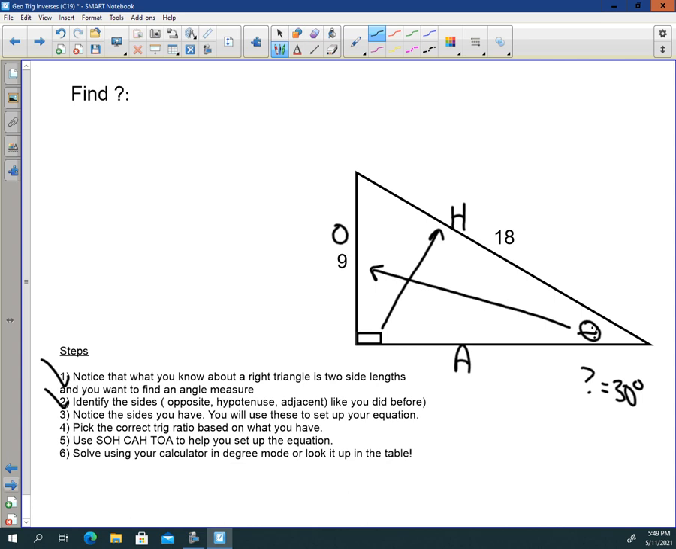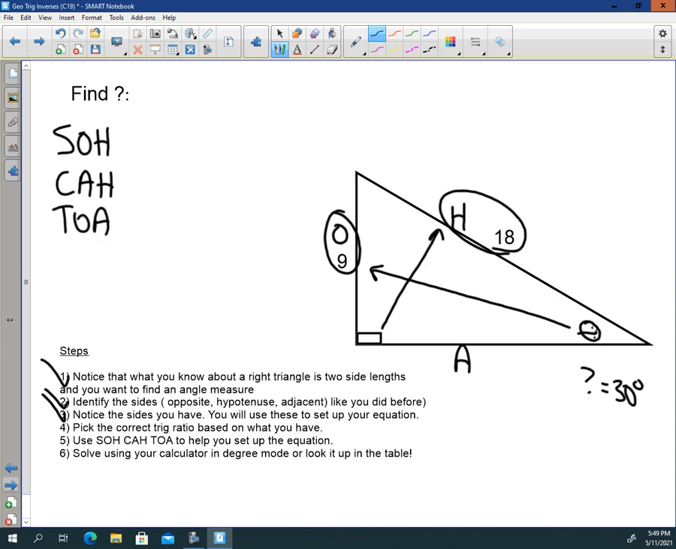Before we did like what we had and what we wanted. Now we notice that we have the opposite side, and we also have the hypotenuse, and this is going to help us pick the trig ratio. So then pick the correct trig ratio based on what you have. Well, there's still sine, cosine, and tangent, just like before. We still remember them with SOH, CAH, TOA. And now we're going to pick the right one. Now, we have information about the opposite, the O, and we have information about the hypotenuse, H. So we're going to pick the trig ratio with the O and the H, and that's the sine.